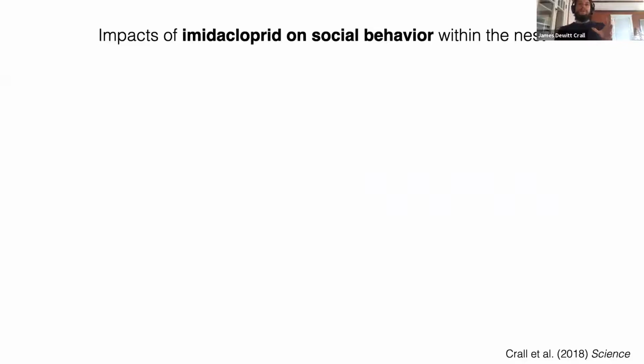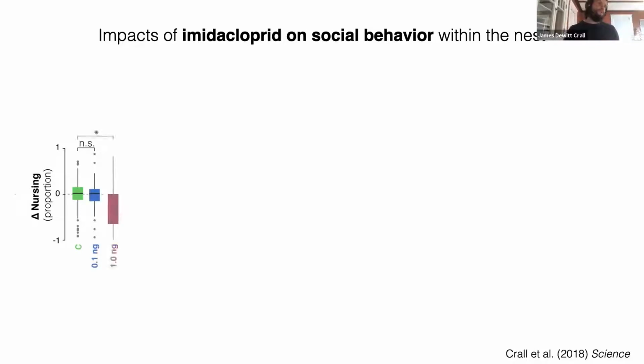Okay, so now what we can do is look at changes in behavior within individual workers because we have data on what they're doing before and what they're doing after. So what I'm going to show you is changes in behavior across those different groups. For example, if we look at changes in the amount of time spent nursing for our control group, good news, we don't see any obvious effect of just the treatment of being removed and put back. So on average, bees are basically doing the same thing when we put them back. No effect on nursing at our low dose. But at our high dose of imidacloprid, we do see a significant reduction in nursing activity.